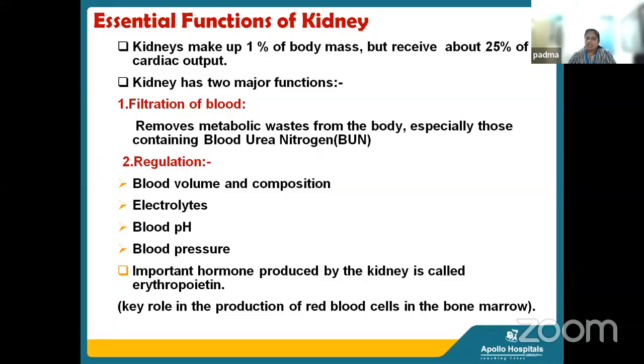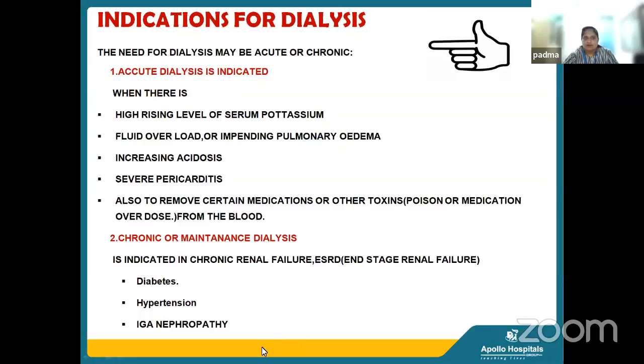An important hormone produced by the kidney is erythropoietin. A normal kidney produces this erythropoietin, but a diseased kidney cannot. So that's why post dialysis, every patient used to get an erythropoietin injection to correct the hemoglobin.